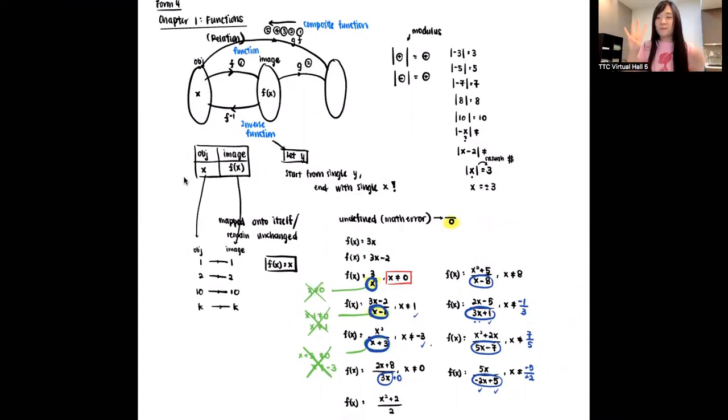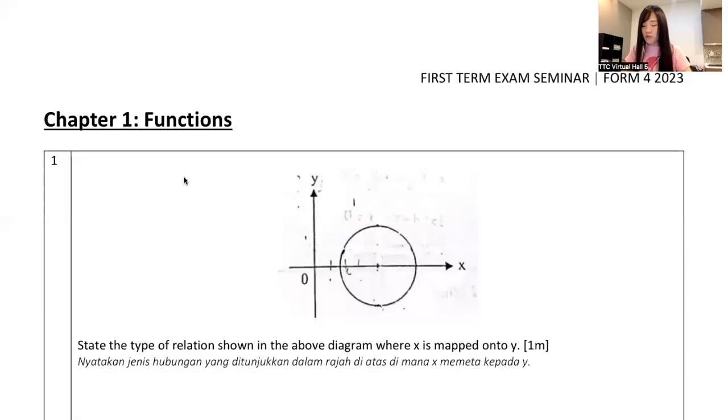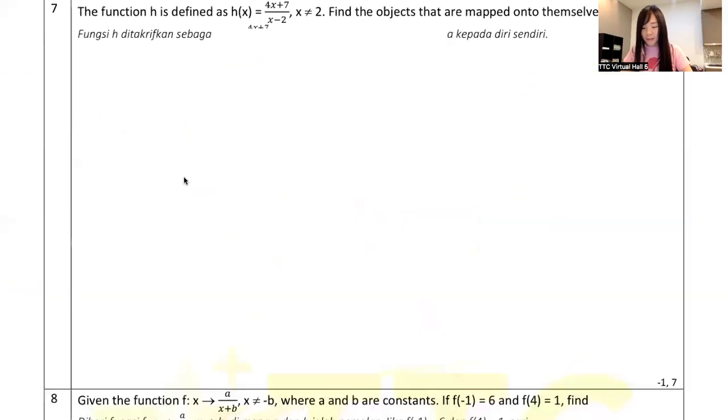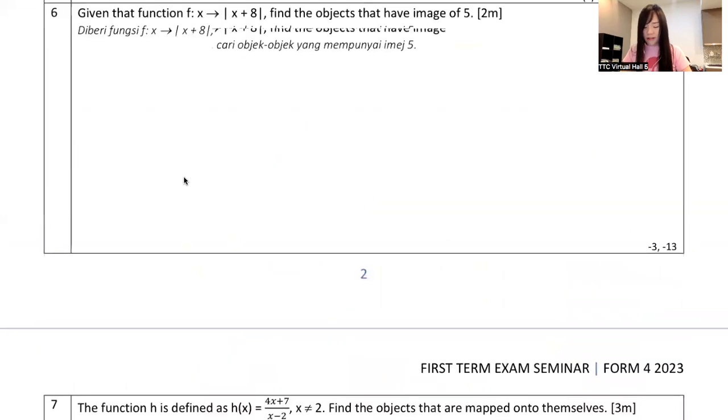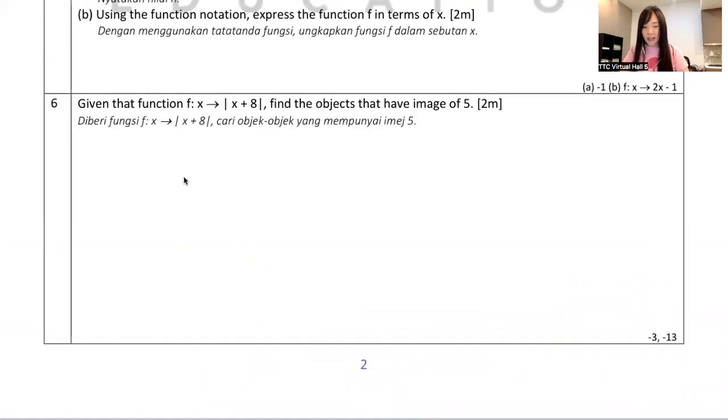5, 4, 3, 2, 1. Done. Hopefully everyone has notes. Even if you don't have notes, it is totally fine. You just take a foolscap out and write on the paper. Okay, it's totally okay. So guys, can we jump to page 2?